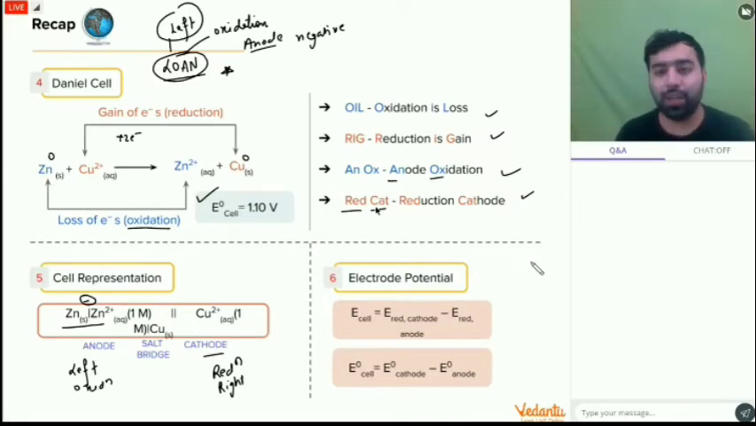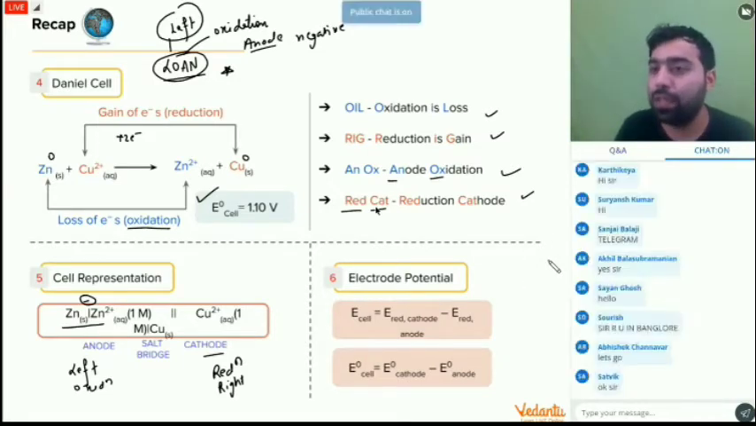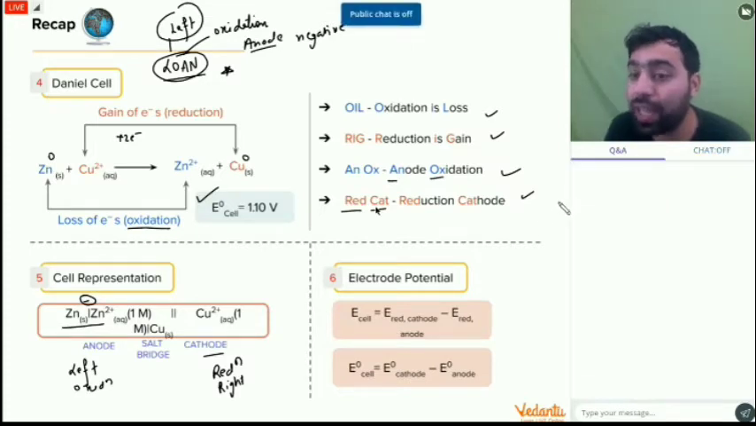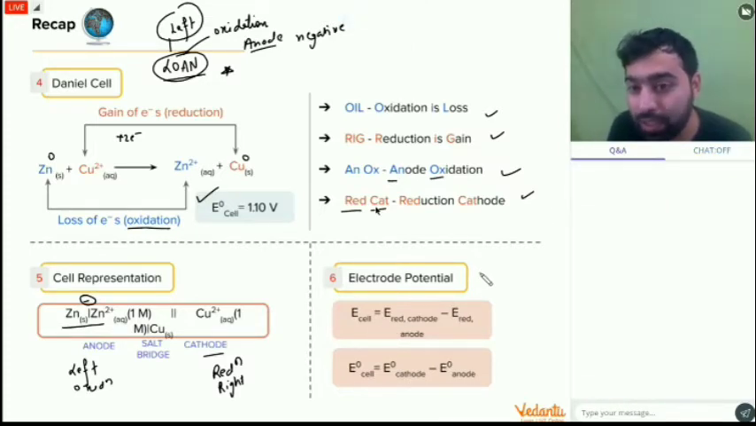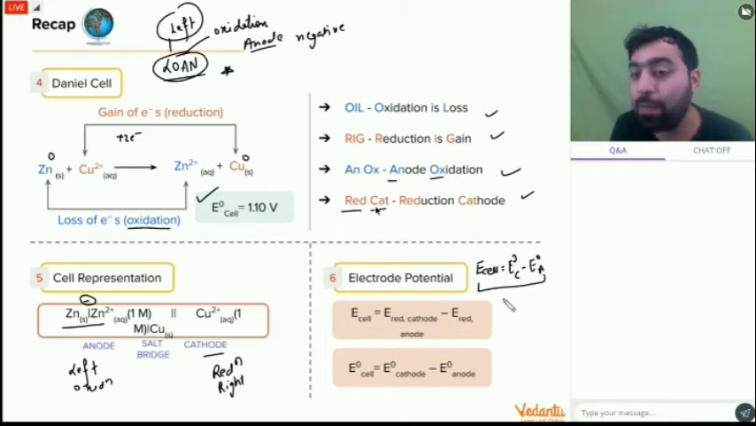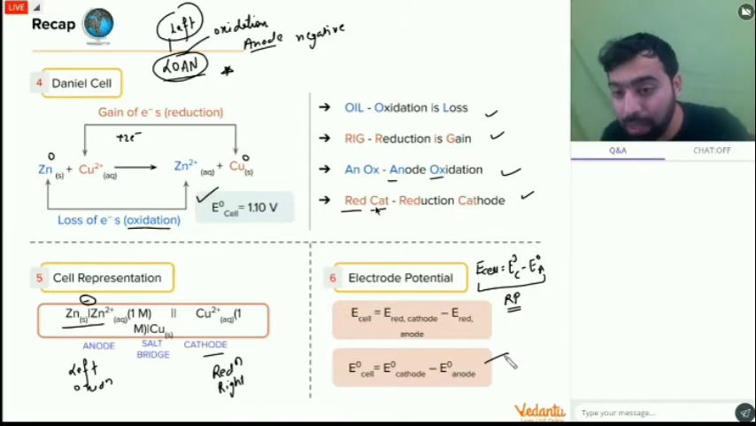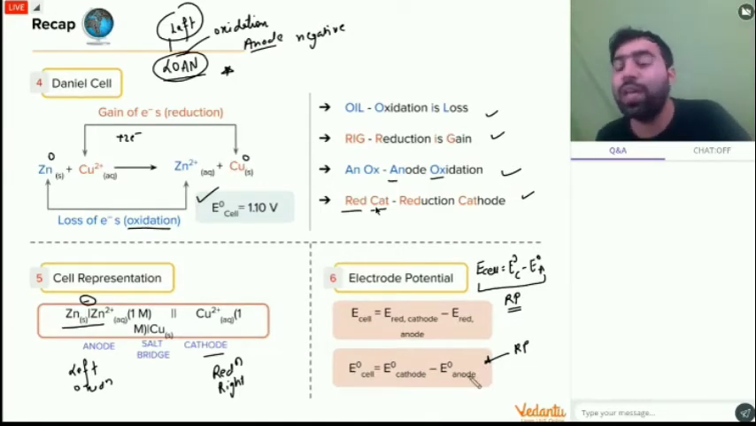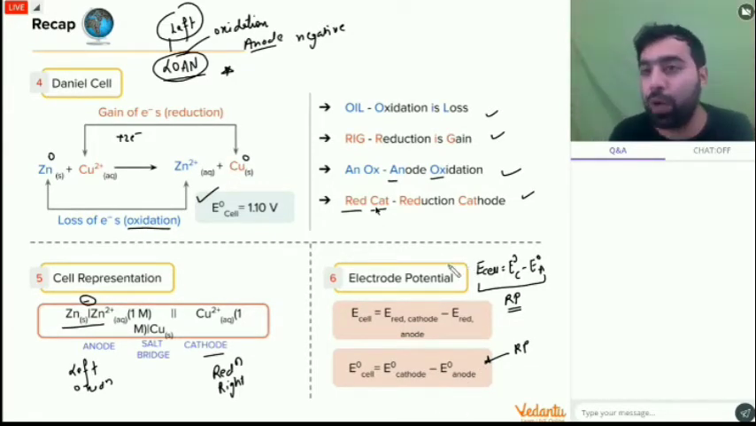Electrode potential had a few formulas based on reduction potential. E cell is equal to E cathode minus E anode. So the E cell formula is E naught cathode minus E naught anode, and remember this formula is based on reduction potentials. So the reduction potential of cathode minus the reduction potential of anode gives you the EMF of the cell. This is what we studied in the last class.